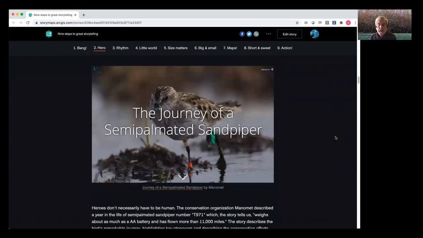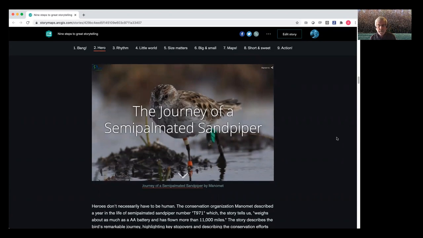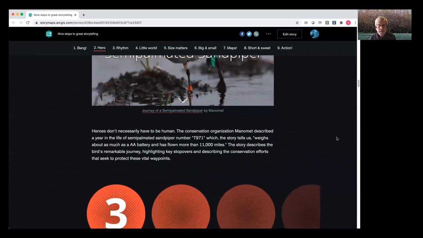Your hero doesn't necessarily have to be a human being. I'm a birder, so perhaps I have a particular weakness for this, but this is a story that beautifully focused on the life cycle and the amazing migratory annual cycle of a semipalmated sandpiper, a very modest looking bird that, among other things, flies for several days nonstop across huge stretches of ocean. The story is basically about the conservation of its stopover points along its migratory route, but by featuring a particular bird, you really identify with the bird and its miraculous life history.